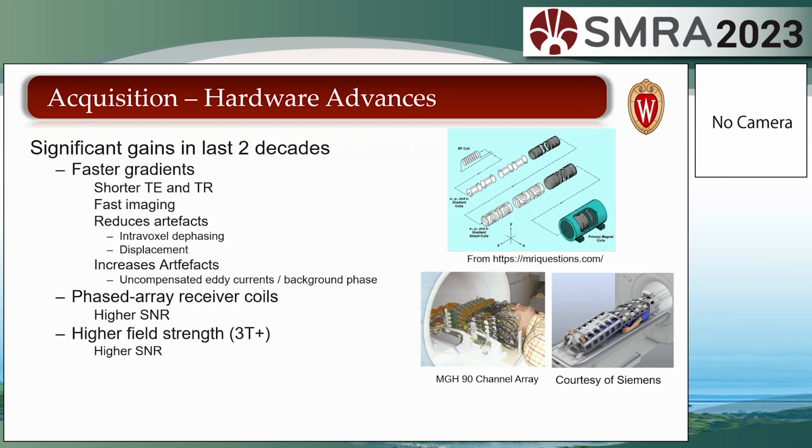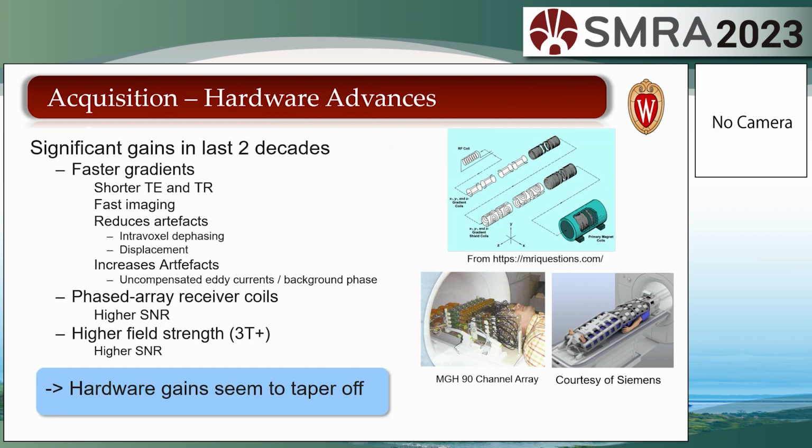We'll go over this slide very quickly. There have been pretty dramatic gains over the last 2 decades in hardware advances. That comes down to much faster gradients that allowed us things like balanced SSFP imaging, reducing artifacts. It's very beneficial in many ways for velocity-encoded imaging too, like intravoxel dephasing, displacement artifacts are decreased, but it can also increase uncompensated eddy currents and background phase, which is something that still plagues us a little bit in flow imaging. And then the availability of phased array receiver coils that can be used for improved signal to noise and for accelerated imaging with parallel imaging or other kind of approaches.